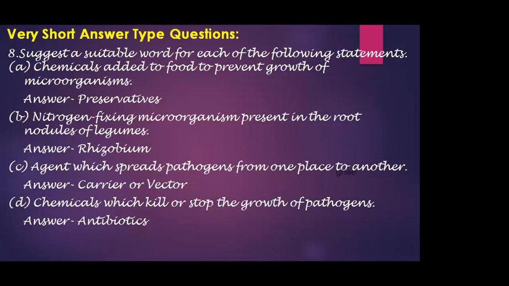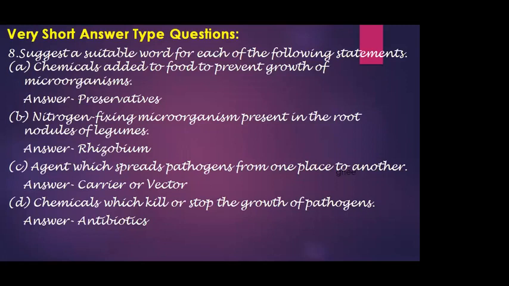B. Nitrogen fixing microorganism present in the root nodules of legumes. Here the answer is Rhizobium. Rhizobium are the nitrogen fixing bacteria which fix the atmospheric nitrogen in that form which is usable for plants. The C question, agent which spreads pathogens from one place to another.